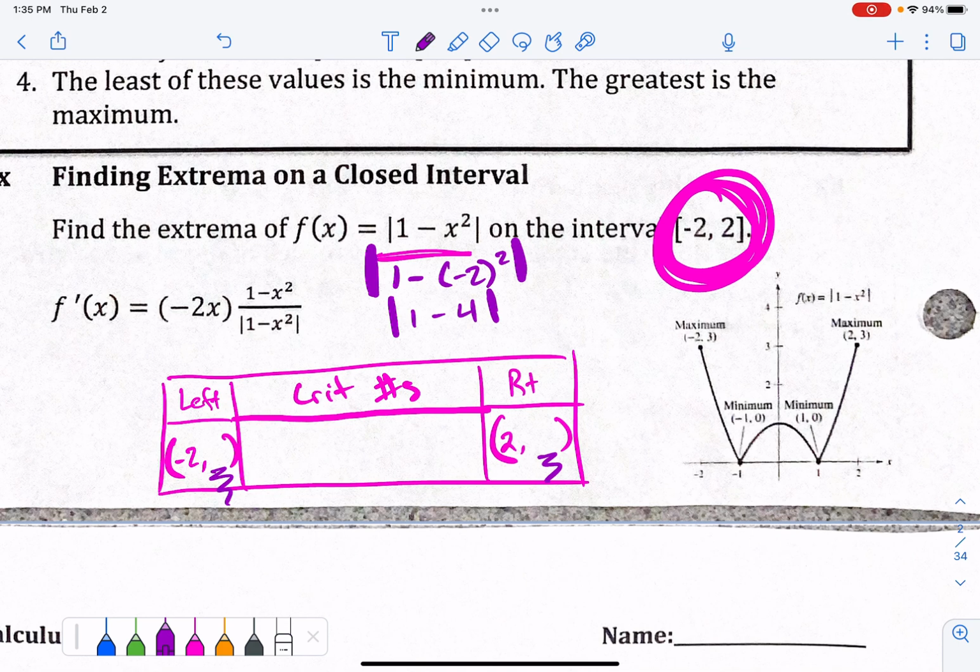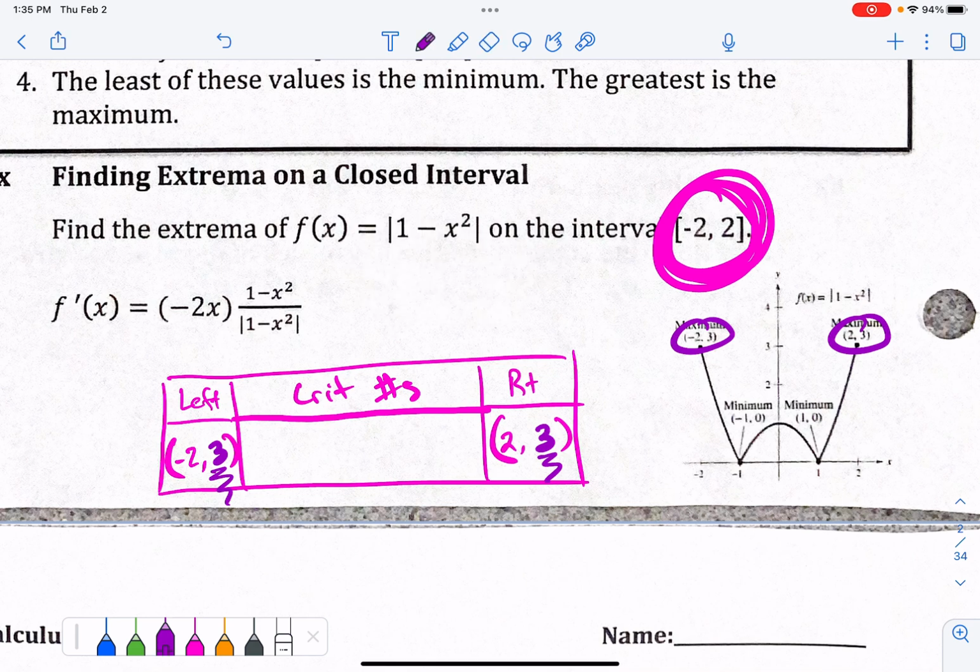Positive 3. Okay, is that consistent with the graph? Yep. If I plug a +2 in here, it should be the same. 1 minus 4, absolute value of that is also +3. So that's where they get these max and min points from. That's consistent with the graph. All right. Critical numbers.